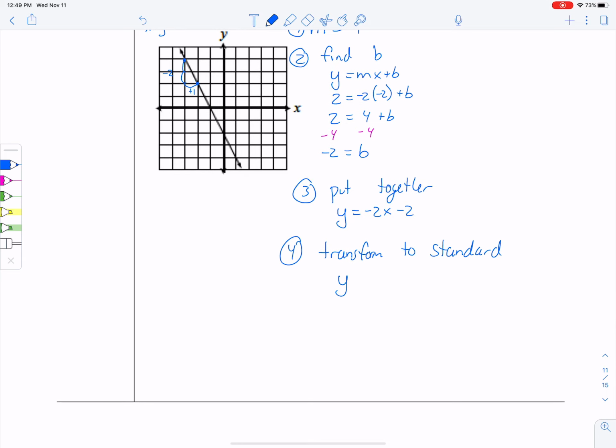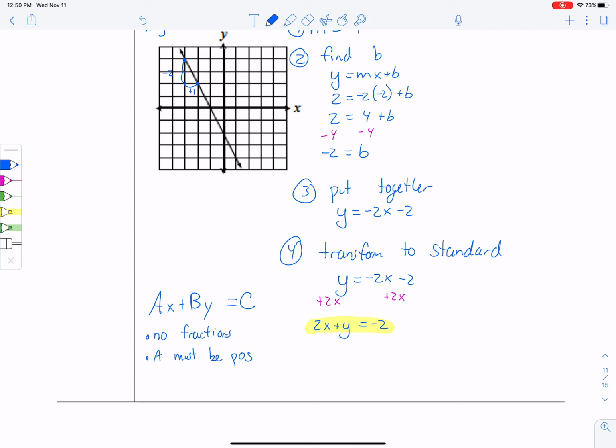So we're going to take this, y is equal to -2x minus 2, and we're going to move the 2x to the other side. Okay, so we have 2x plus y is equal to -2. If we had any fractions, we'd get rid of them. If this first one was negative, we would get rid of that. But in this case, this is standard form. So remember, standard form is ax plus by is equal to c. And there are no fractions. And a must be positive.